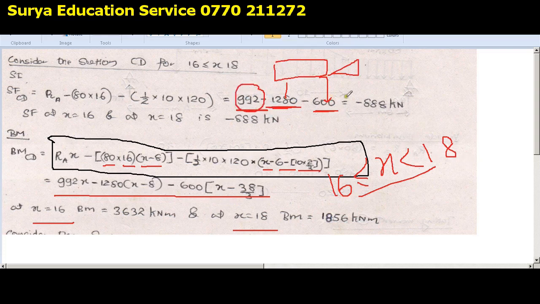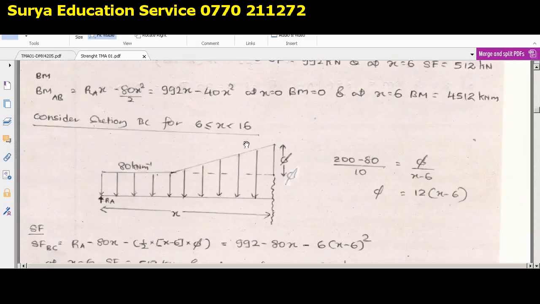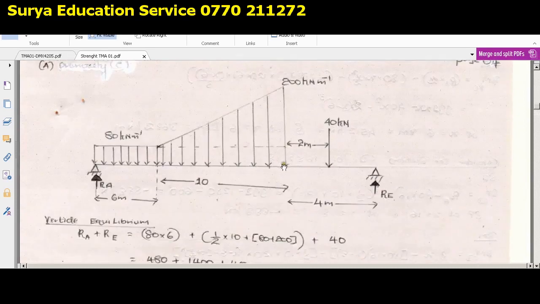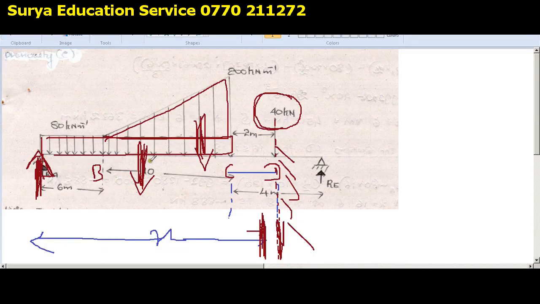And here it's a little bit special, because in the shear force equation for this section, there is no x term coming in this section up to there. That means the general equation has no x terms. That's the little speciality.